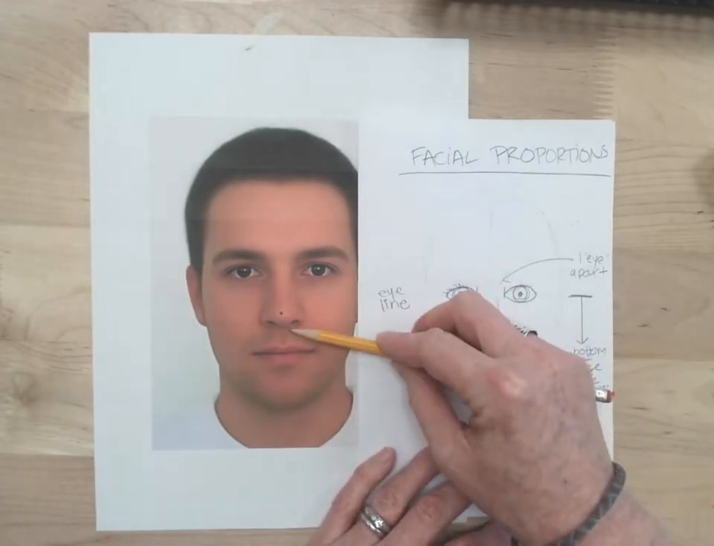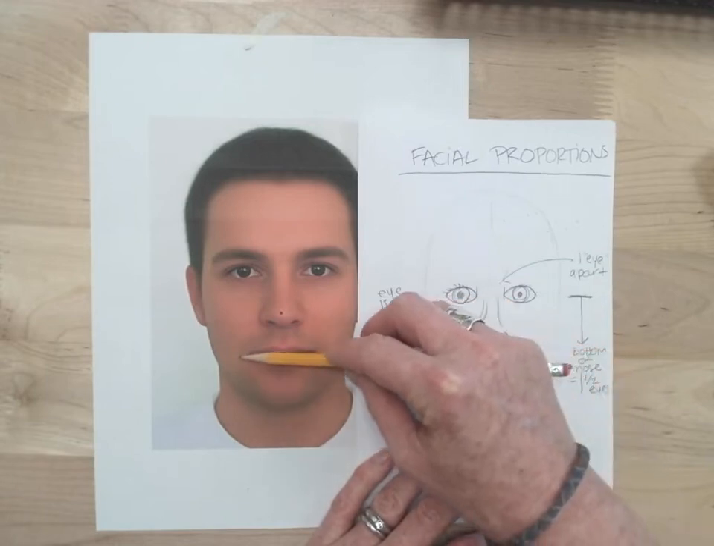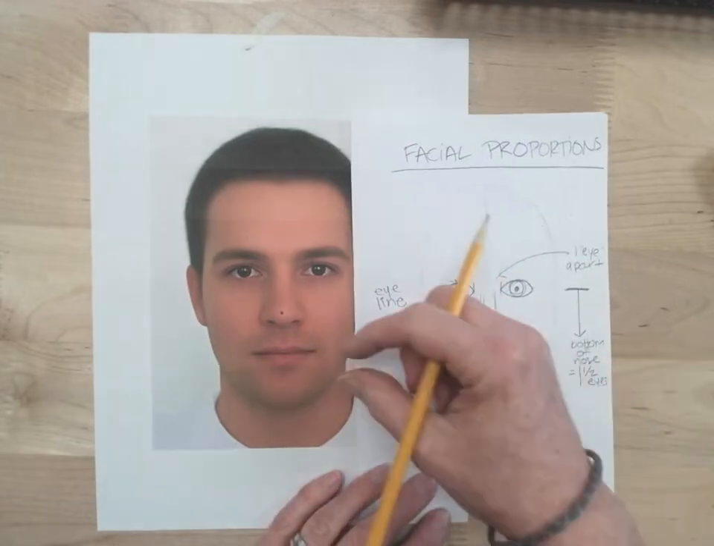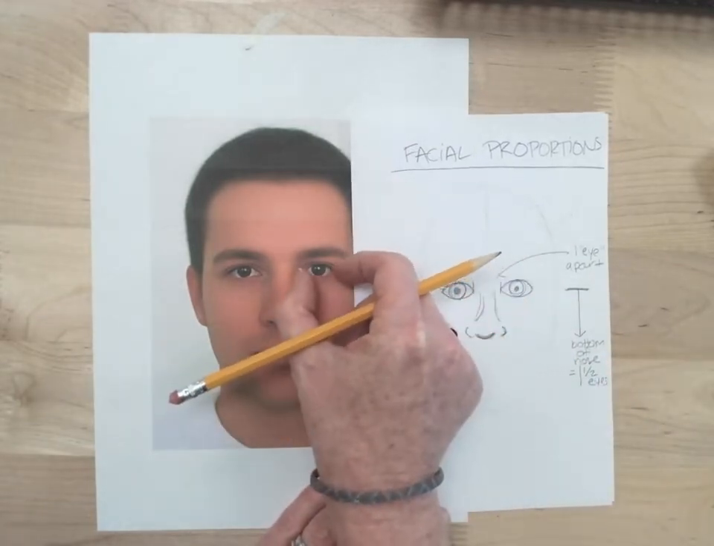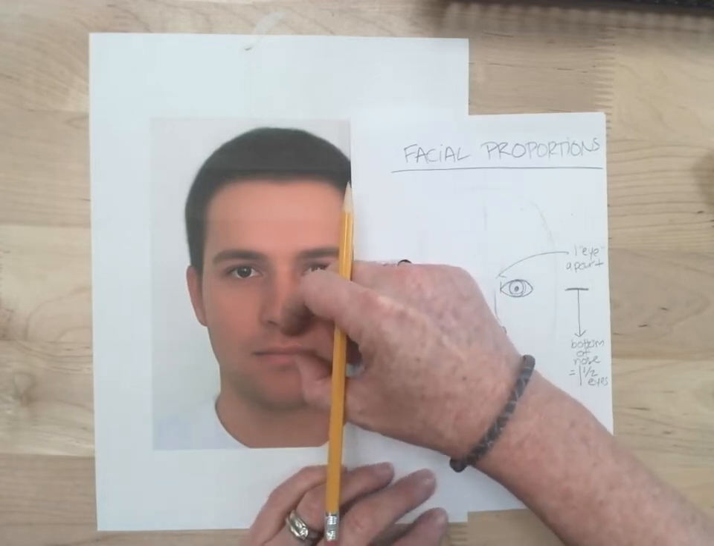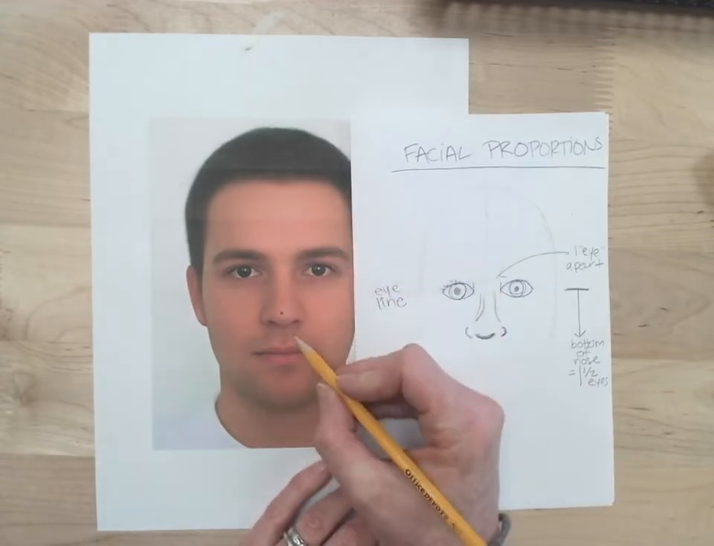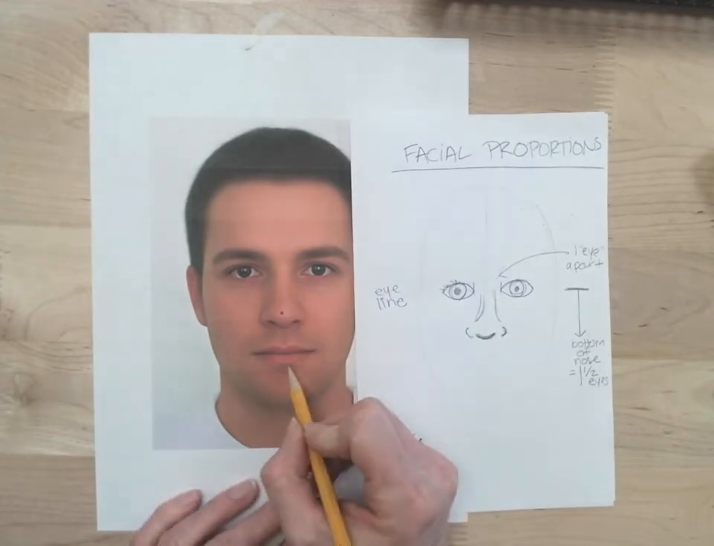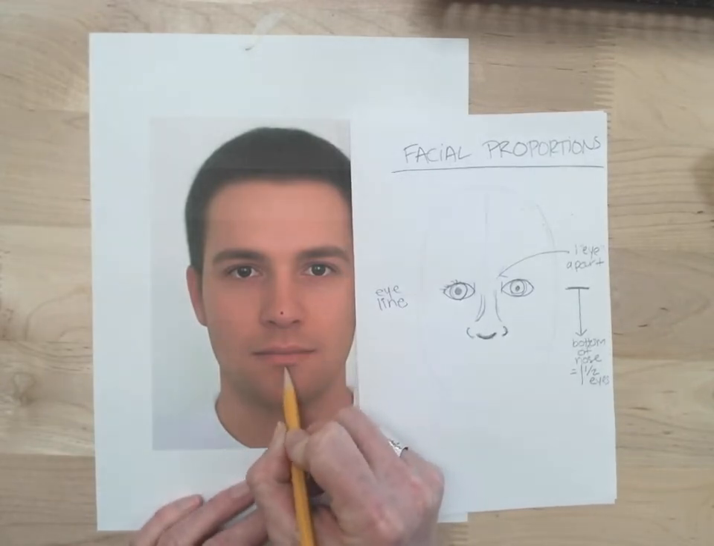From the bottom of the nose to what we call the lip line, where the two lips connect. You guessed it, it's an eye. So I'm going to measure the eye from the bottom. Oh, I said this wrong. Oh my gosh, back up. I forgot, it's not to the mouth line, it is to the bottom of the lips.